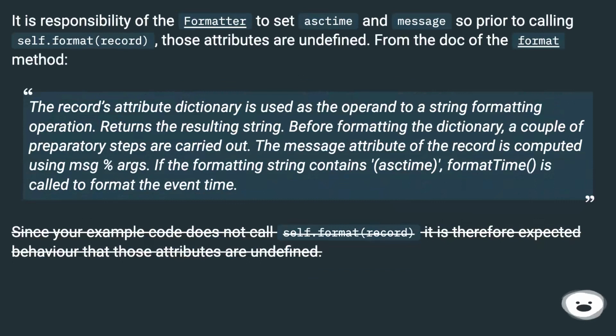It is the responsibility of the formatter to set a time and message, so prior to calling self.format(record), those attributes are undefined. From the doc of the format method: The record's attribute dictionary is used as the operand to a string formatting operation. Returns the resulting string. Before formatting the dictionary, a couple of preparatory steps are carried out. The message attribute of the record is computed using msg % args. If the formatting string contains asctime, formatTime is called to format the event time. Since your example code does not call self.format(record), it is therefore expected behavior that those attributes are undefined.